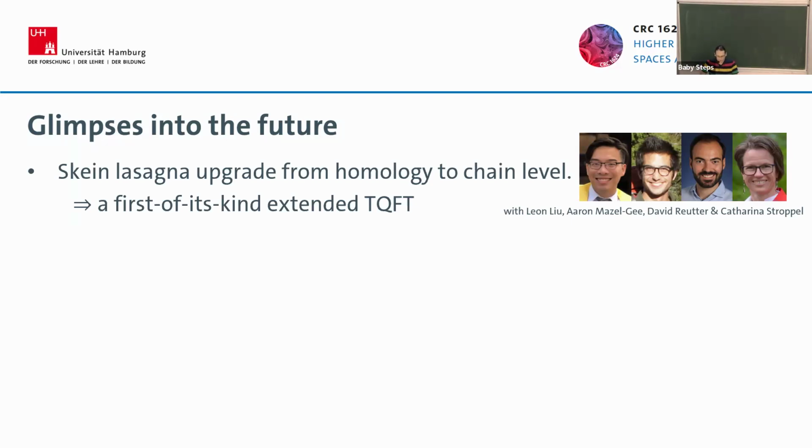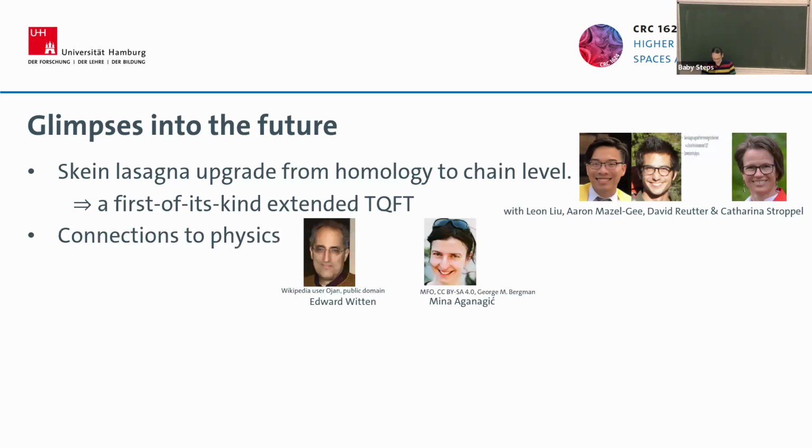The eventual goal of this project is to upgrade these four-manifold invariants from the homological level to the chain complex level using tools from higher category theory, infinity categories, infinity operads, and the like. This would give the very first example of a fully extended four-dimensional TQFT in a derived and categorified setting. Katharina Stroppel talked about this project and our first steps towards this goal in her plenary ICM talk two years ago. If you want to hear more about this, you can find it online.